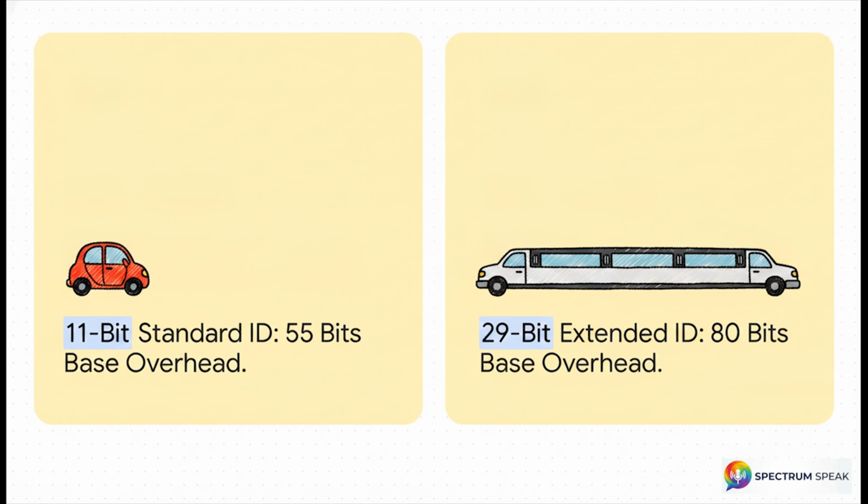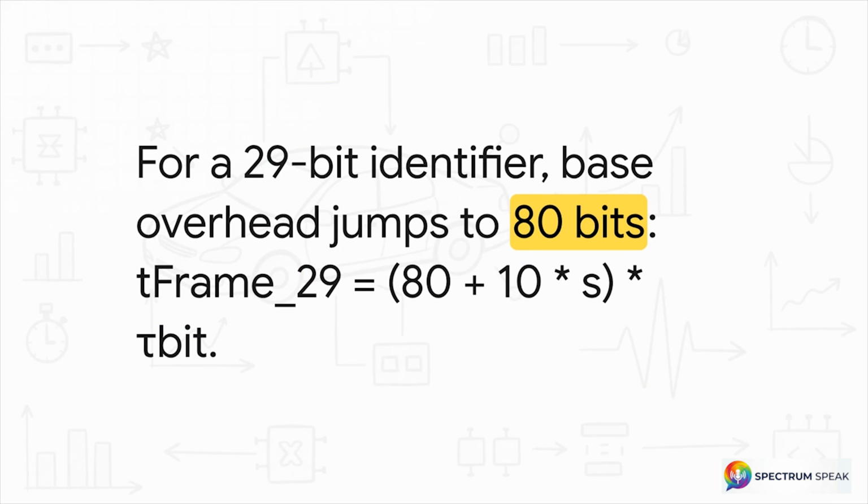Well, you cannot use that 55-bit constant anymore, because the extended ID adds far more bits to the header, which dramatically expands our green stuff bit zone. As derived in section 8.6 of the text, look at equation 8.8. For a 29-bit extended identifier, your base overhead constant jumps from 55 all the way up to 80 bits, so the formula becomes 80 plus 10 times your payload bytes. If you accidentally apply that standard 55-bit constant to an extended ID network, your entire bus load calculation is going to be dangerously wrong, and you could potentially hide a fatal network overload.